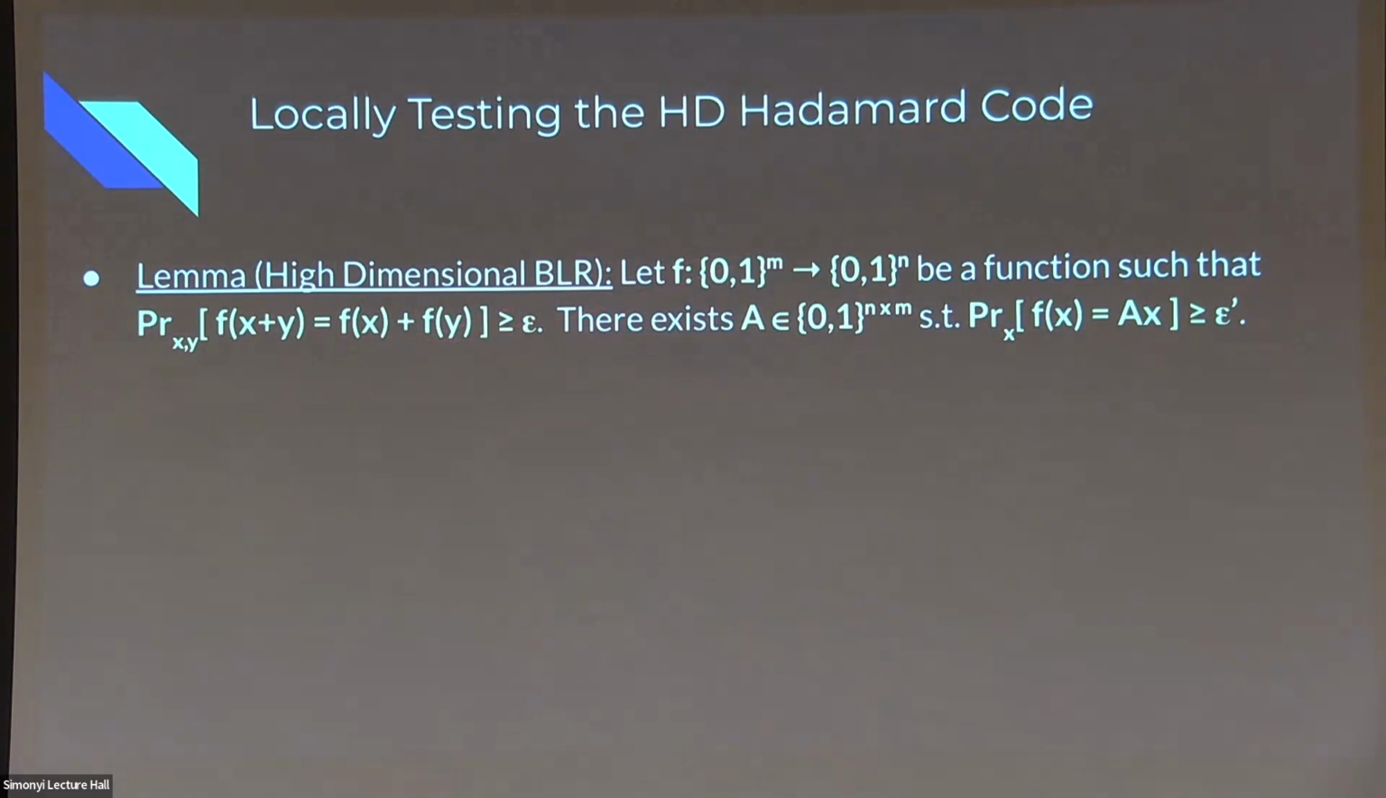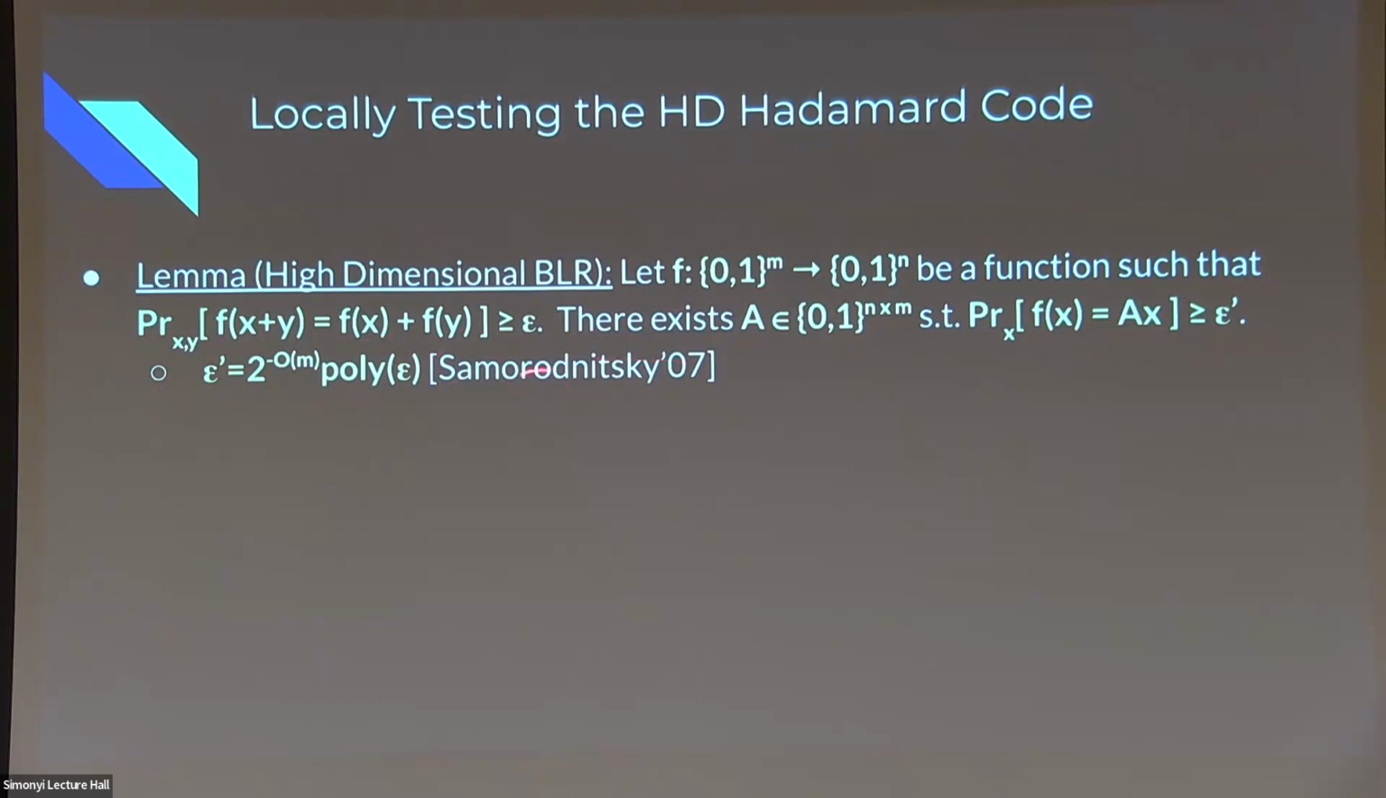And there, a high dimensional version of BLR would say that, given that f has this test passing probability, there's some matrix A such that the chance that f(x) equals A x is at least epsilon prime, for some epsilon prime that hopefully depends on the other parameters. And there are theorems of this type. Zhang proved one in 2007, which got an exponential bound on epsilon prime, in terms of 2 to the negative m and polynomial in epsilon.